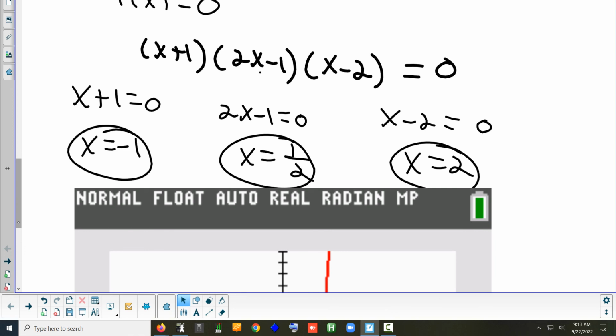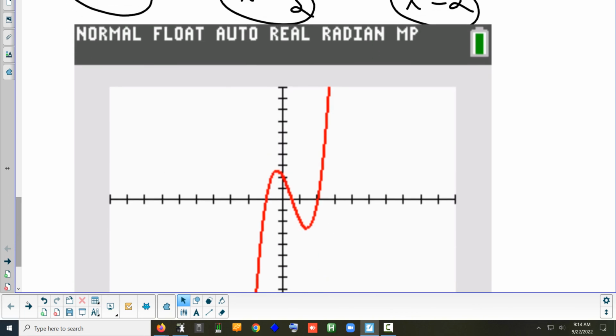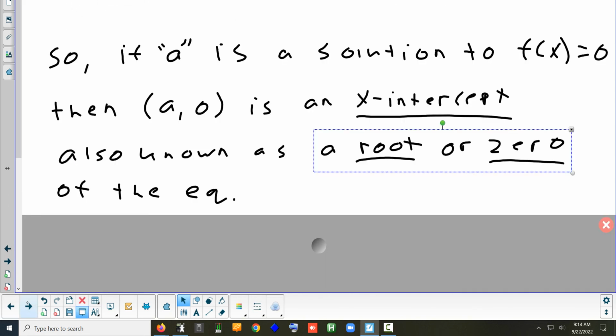If you were asked to find the roots or the zeros, you do it like that. If it said to find the x-intercepts, technically you should write your answers as coordinates: negative 1, comma 0; negative 1/2, comma 0; 2, comma 0. Because an intercept is a location on a graph, and that is a coordinate. So it'd be slightly different, but very, very similar.